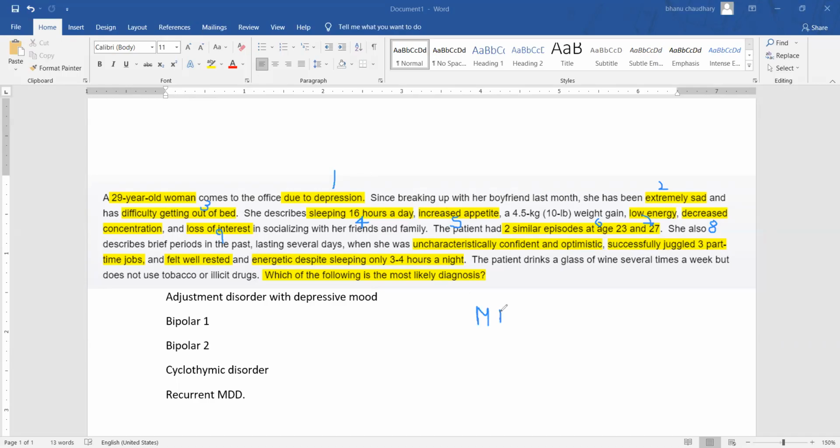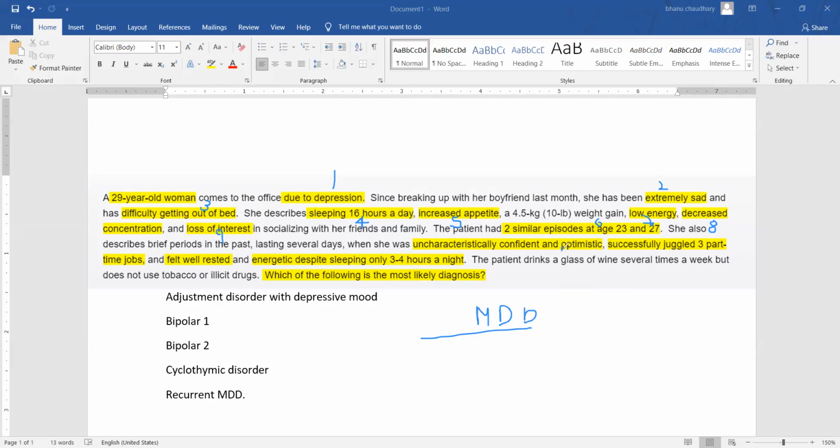Now let's look if the patient is having any other mood symptom before that MDD episode. The patient tells you that they had a similar episode at the age of 23 and 27. That means the patient is having recurrent episodes of MDD. So it could be a recurrent MDD. Now, she also describes a brief period in the past lasting several days, where she was uncharacteristically confident and optimistic. That means they're describing a manic episode here, right?